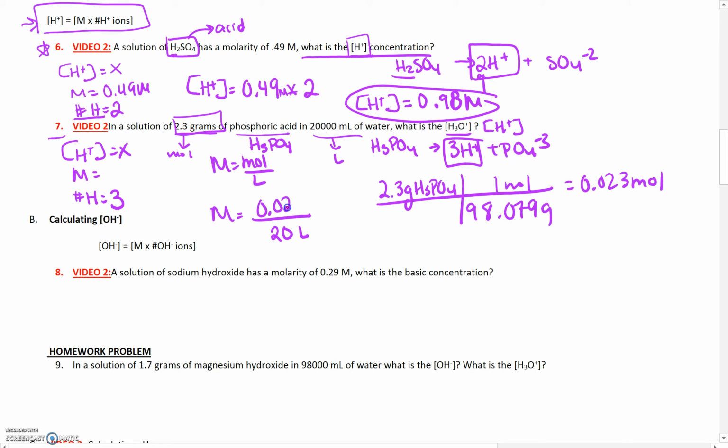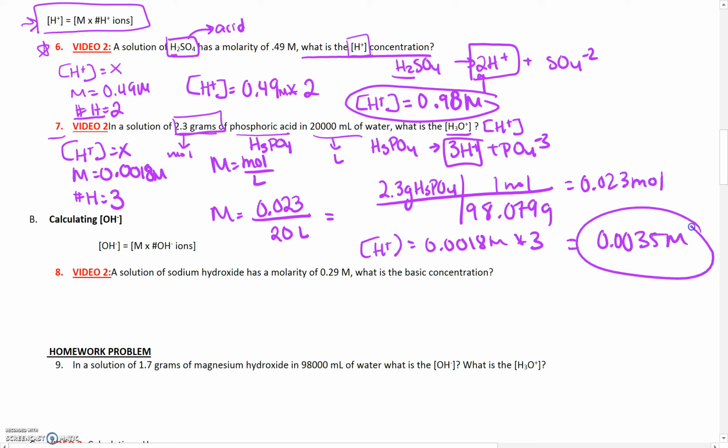which would give us 0.0018 M. So now we go through, we plug it in our equation, so we have H+ equals 0.0018 M times 3, and that would give us 0.0035 M. And that would be our final answer.